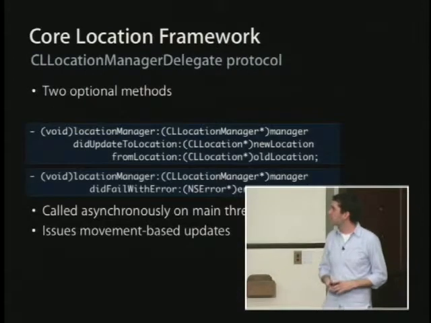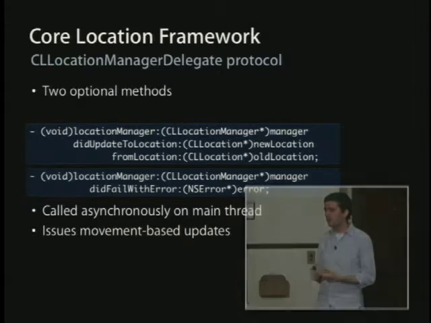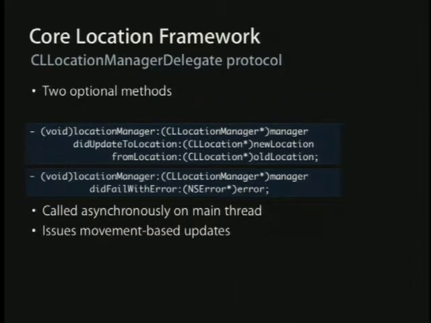So let's take a look at this. There are two optional methods on that delegate protocol. There's the locationManager:didUpdateToLocation:fromLocation: method, and that will be called when a significant change has occurred in the user's location. Significant is defined as significant for the particular source type it's currently using. So you'll get updates more often on GPS than you will on the cell network, because it can't track your location as effectively or accurately on the cell network.